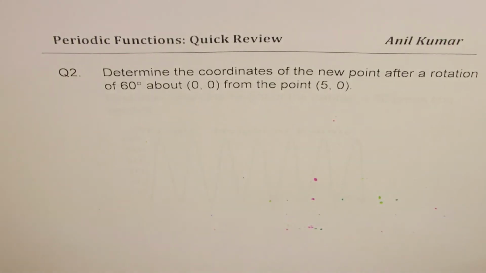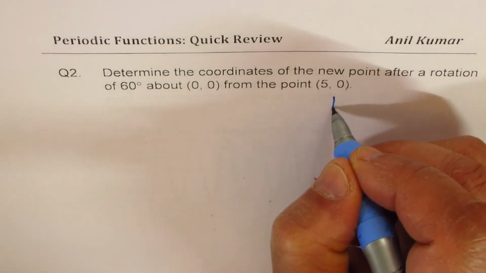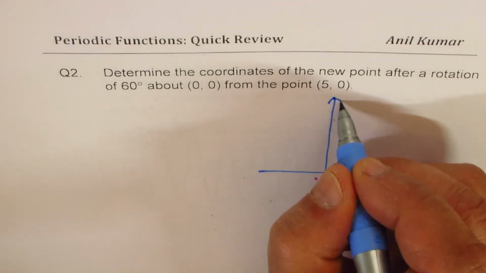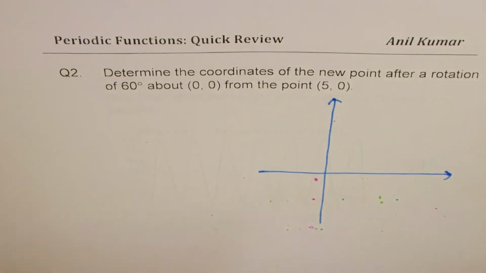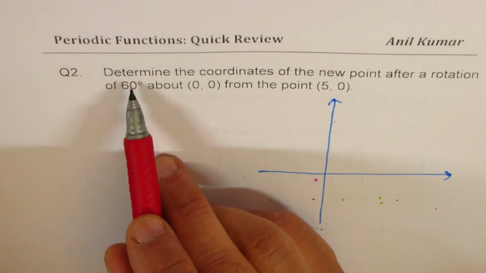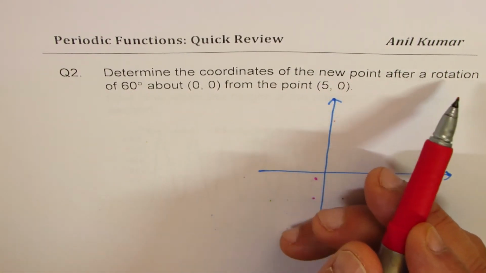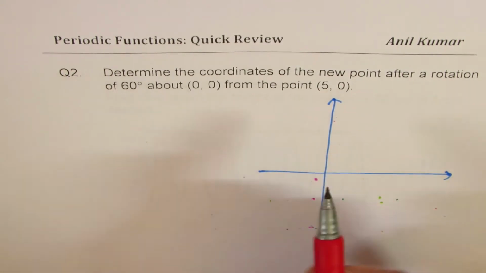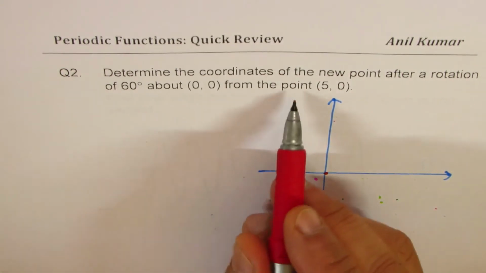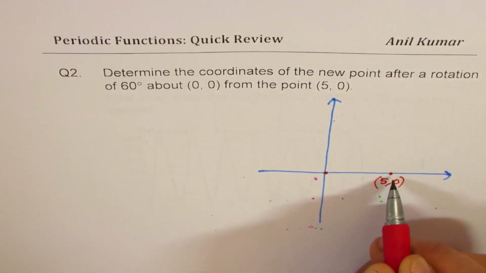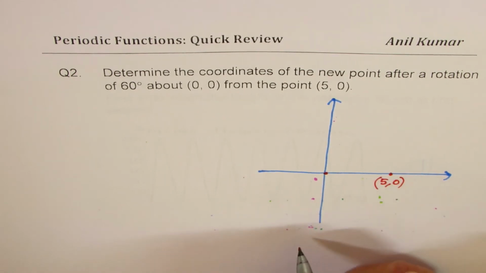And here is question number 2. Now many students do not really understand this question and therefore they are not able to do it. It's a very simple question. The question is, determine the coordinates of the new point after a rotation of 60 degrees about the origin (0, 0) from the point (5, 0). So let's say this is our point (5, 0). (5, 0) means y value is 0, x value is 5.